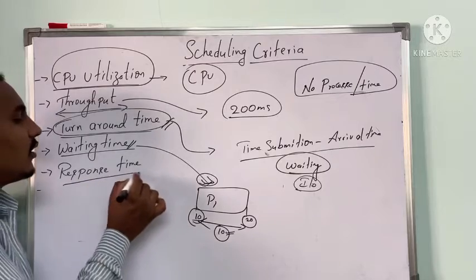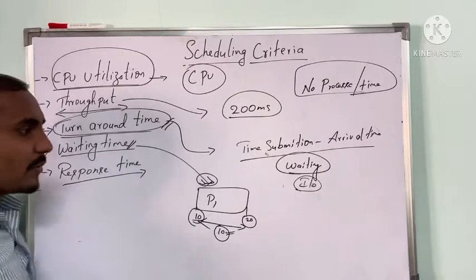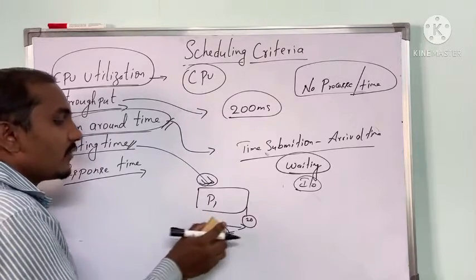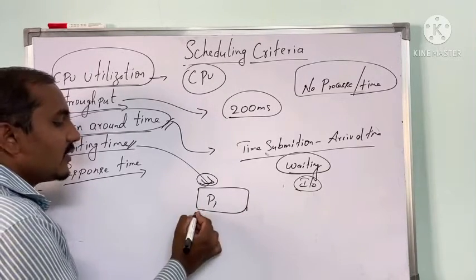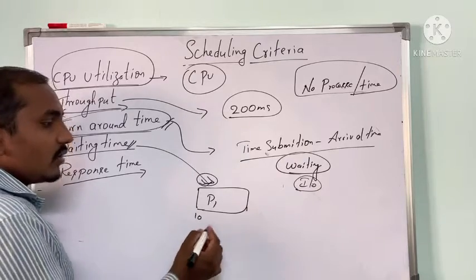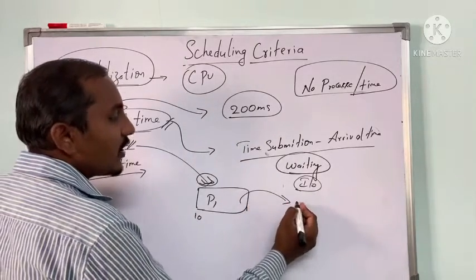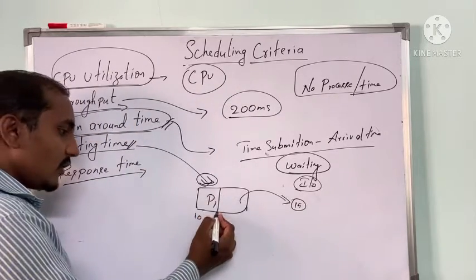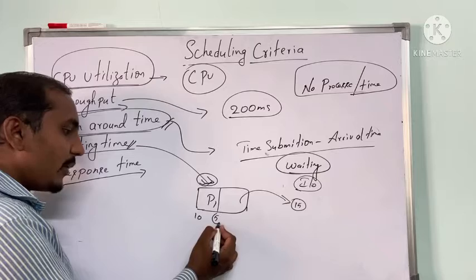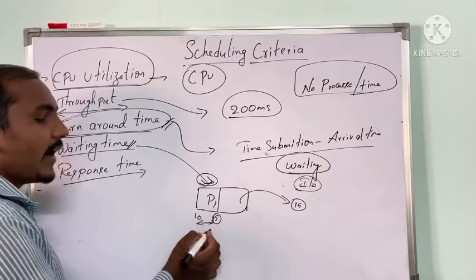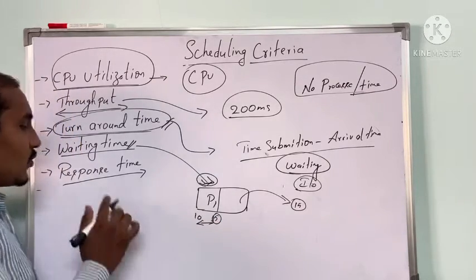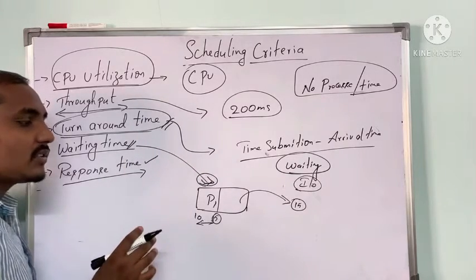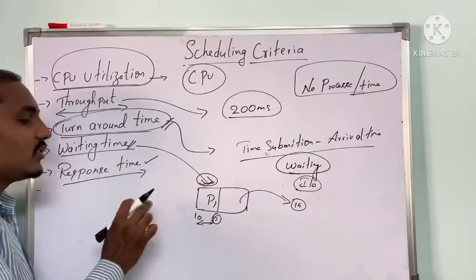And coming to response time. Response time is from when you have submitted your process. Say for example, if the process arrives at 10 milliseconds and the CPU selects this process for execution at 15 milliseconds, this process will be waiting for 5 milliseconds. It will be idle in the ready queue. So that is, for the first time, how much time the process is in the ready queue.